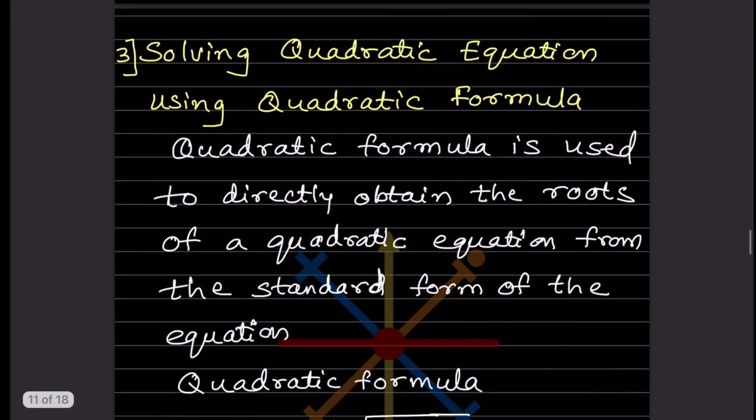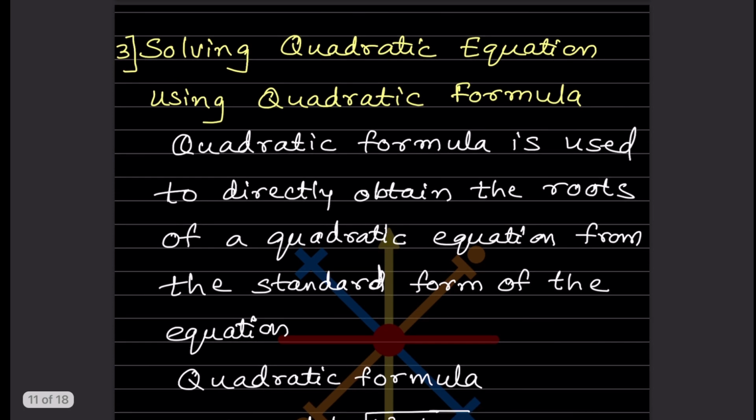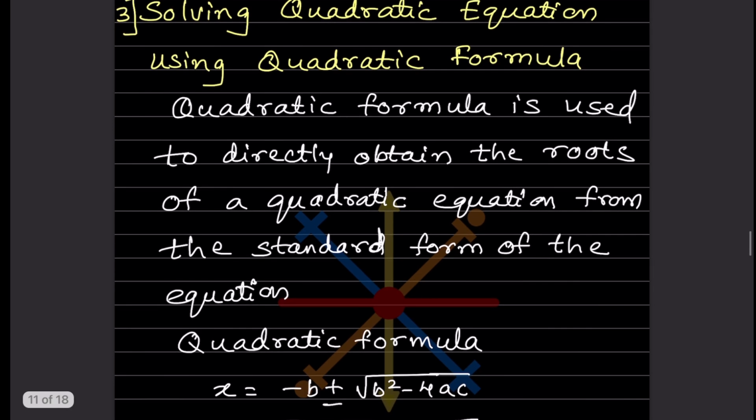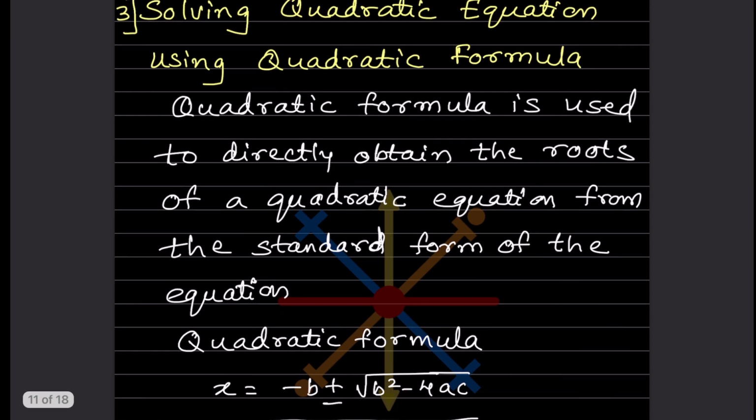Now we'll go for the next one, that is solving quadratic equation using quadratic formula. So quadratic formula is used to directly obtain the roots of a quadratic equation from the standard form of the equation. So now you know the standard form of the equation, that is ax square plus bx plus c is equal to 0.